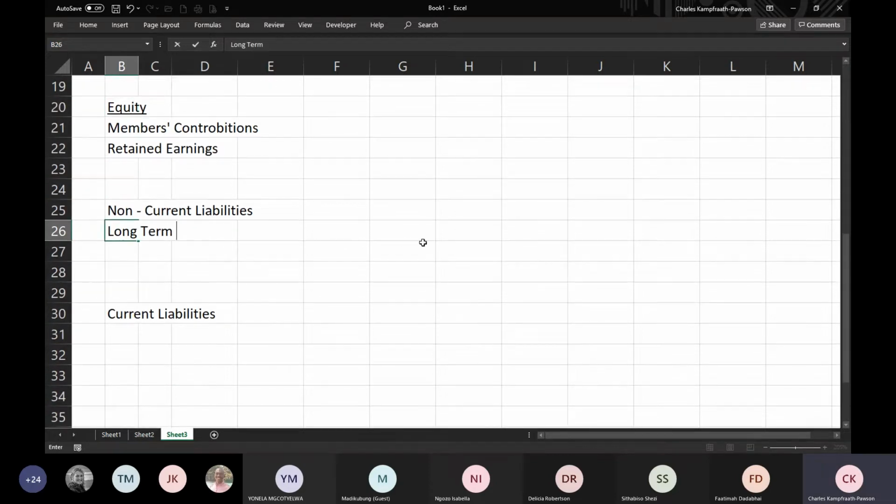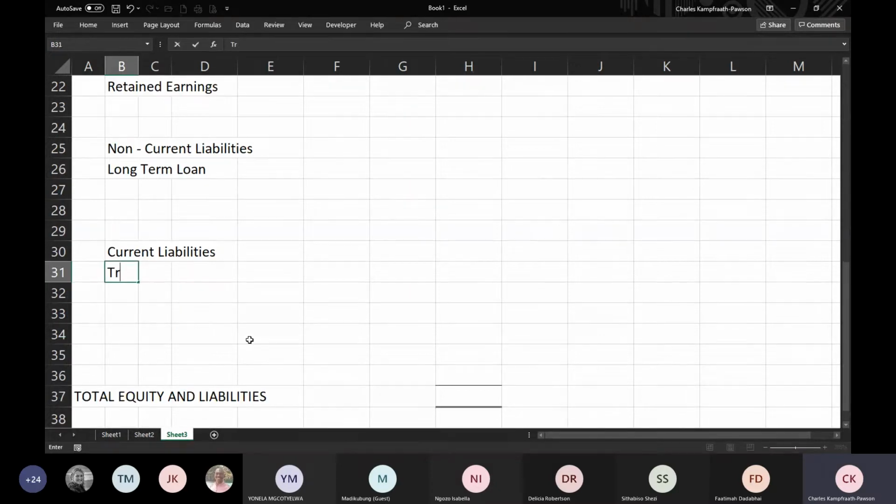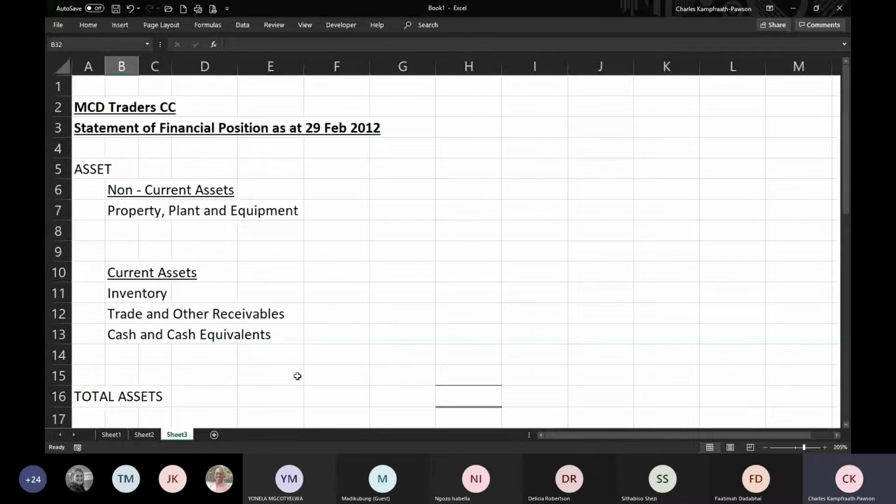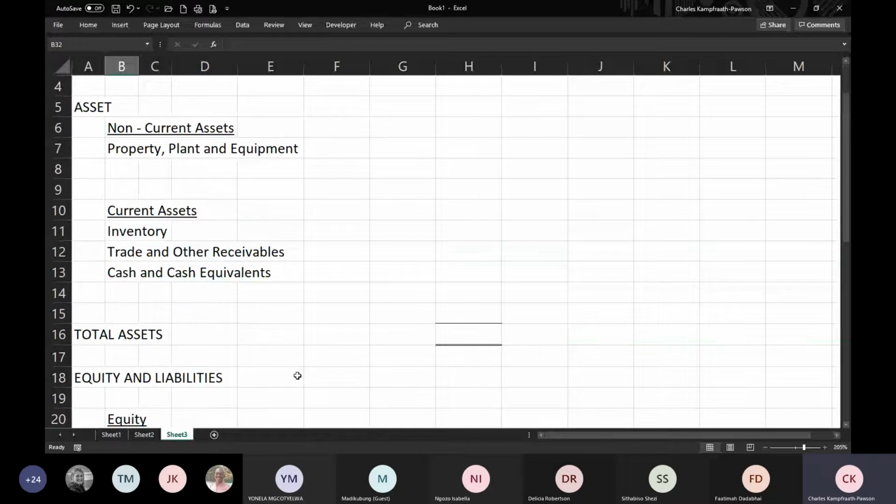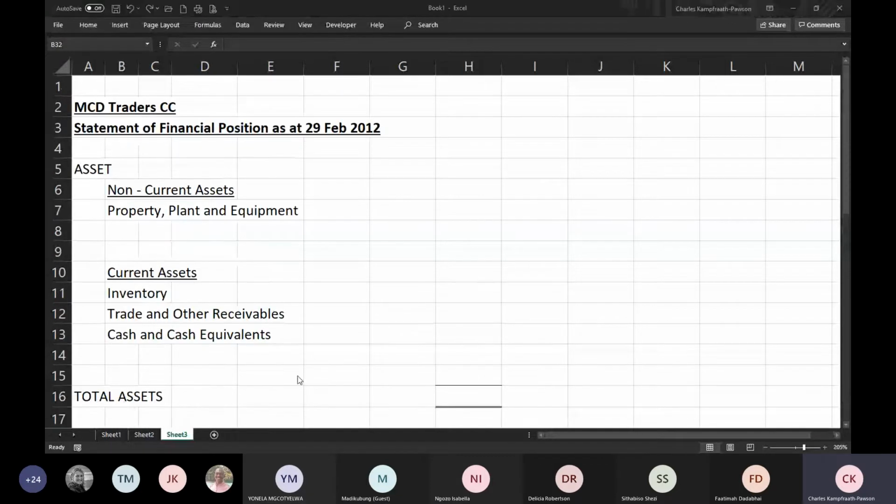Then we have current liabilities. We have the long-term loan, and under current liabilities we can have trade and other payables. And then obviously we can have a bank overdraft, financial liabilities, and the short-term portion of long-term liabilities, as we've spoken about earlier this evening. That's basically the items that we can find in your statement of financial position, or the items that you should at least be aware of as a minimum. So let's go to the question.